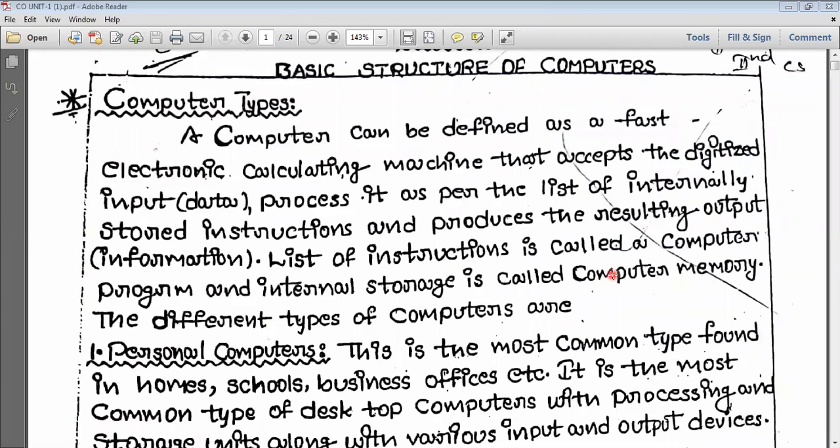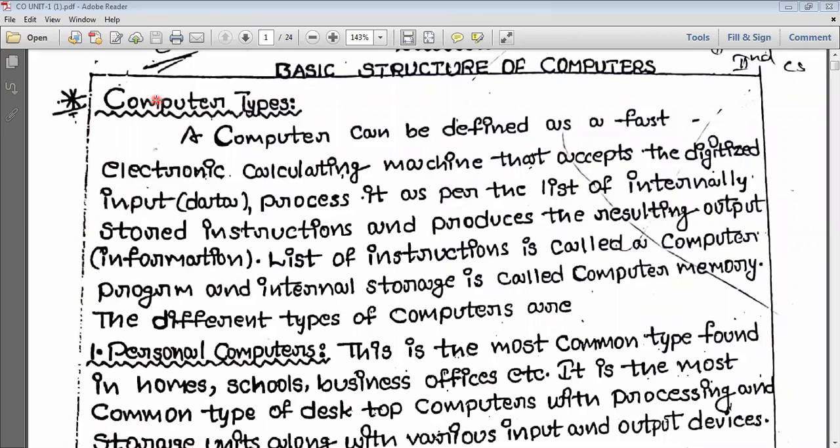In the previous class, we completed a total of 5 units. Now, in this class, we will do the first unit revision. The first topic is computer types. Generally, what is meant by a computer?